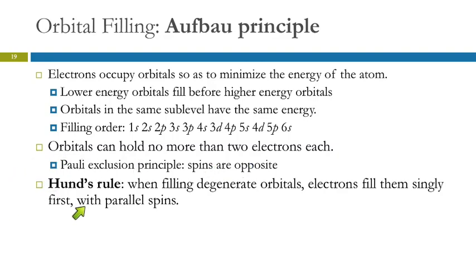And another rule, Hund's rule, says when we're filling degenerate orbitals with the same energy, the electrons are going to fill them singly first with parallel spins. So the S doesn't have, it only has 1 orbital. There's not a second orbital there with the same energy. But when we get to P or D sublevels, then we have multiple orbitals. They all have the same energy.